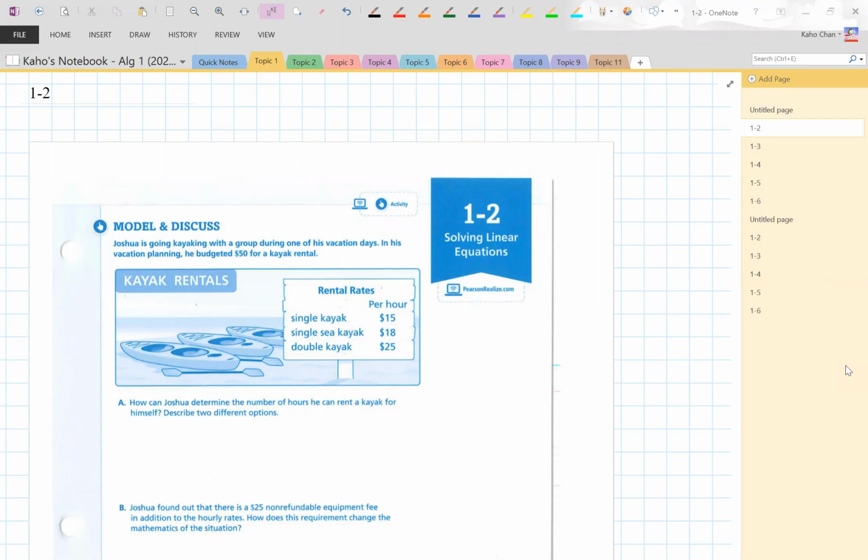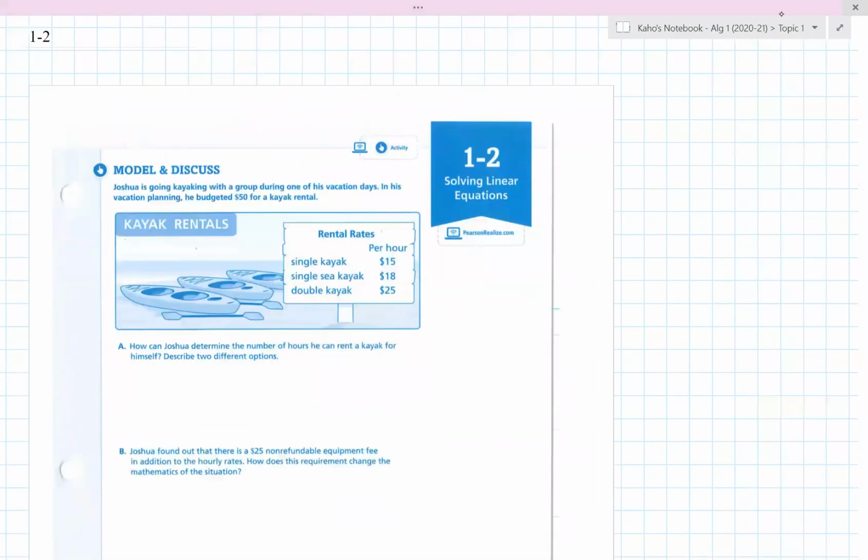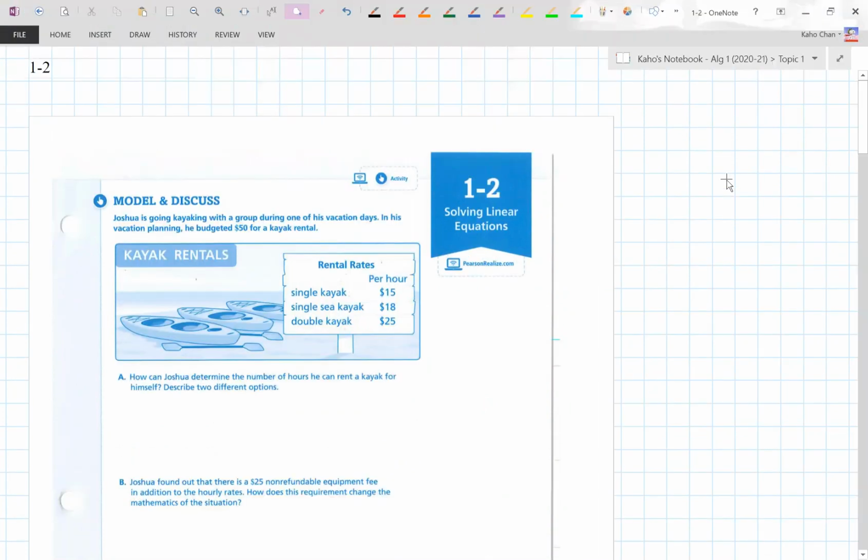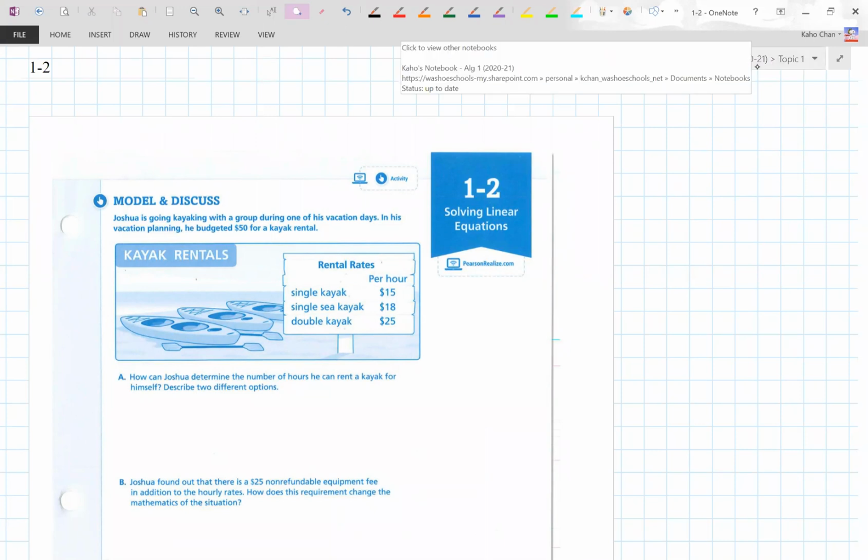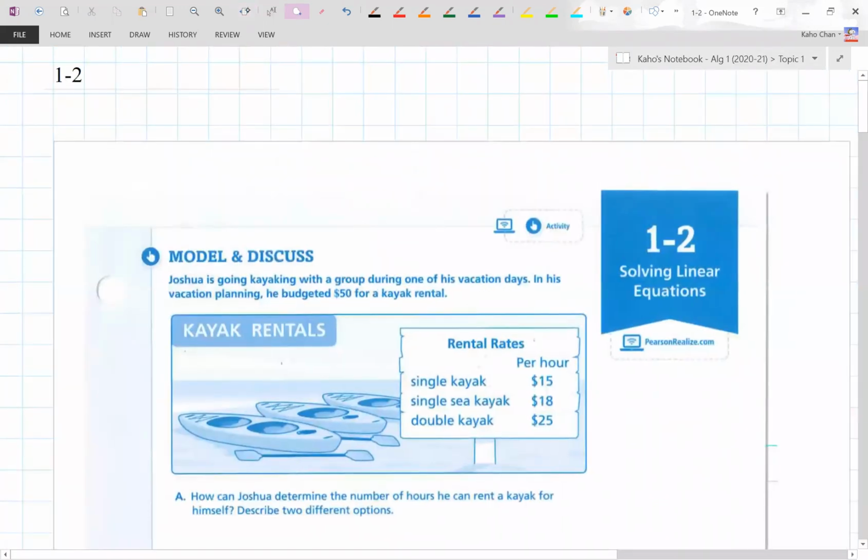I'm about to do a lesson for Algebra 1, topic 1-2. Grab your note takers. I'm about to do some notes here. 1-2 is called solving linear equations.